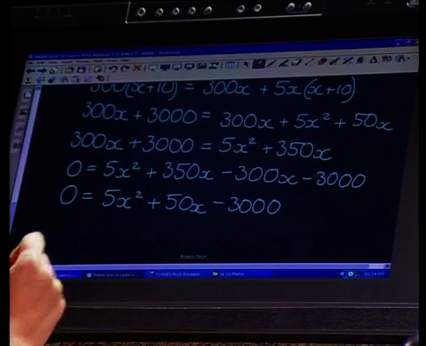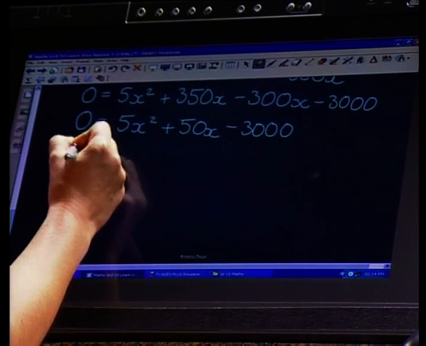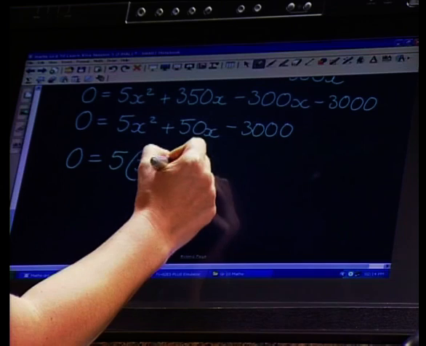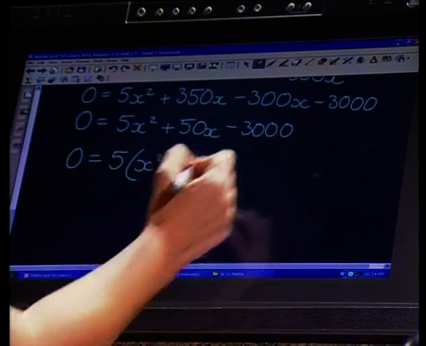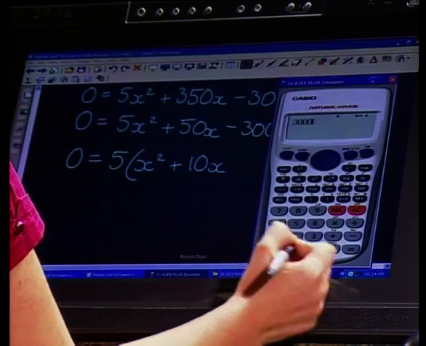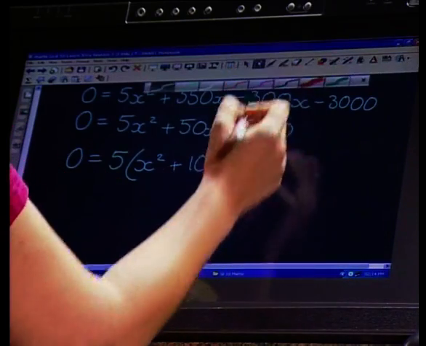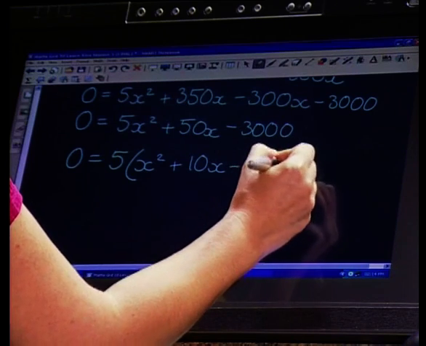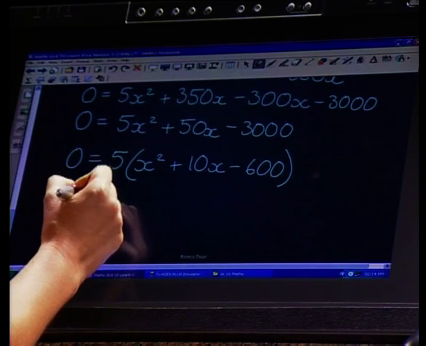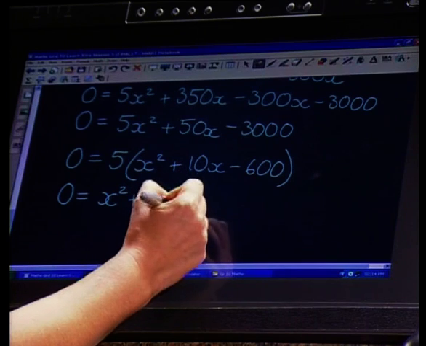Now you'll remember that we always look for a common factor first. And what's a common factor here? It's going to be 5. So let's take out 5 as a common factor. x squared plus 10x. And just to make sure we get that right, let's do it on a calculator. 3000 divided by 5 is going to be 600. 600 is far easier to work with than 3,000. And remember, we can do a little trick here and divide both sides by 5, meaning that we get 0 is equal to x squared plus 10x minus 600.